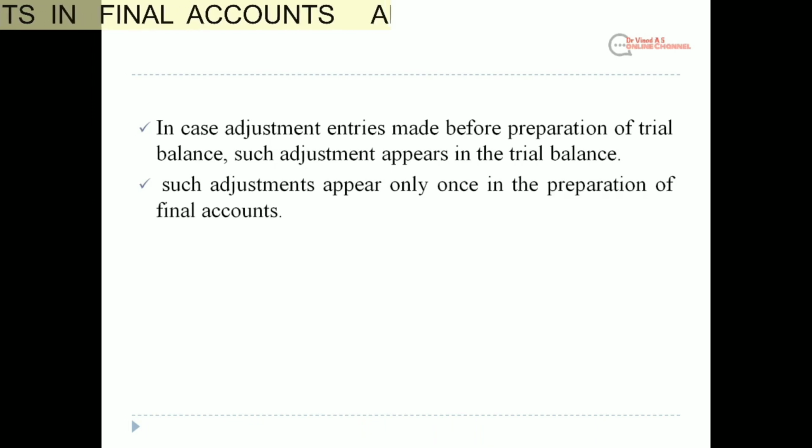If adjustment entries are made before preparation of the trial balance, such adjustments appear in the trial balance. Such adjustments appear only once in the preparation of final accounts. If the adjustment entries are there in the trial balance only, in such cases the adjustments appear only once, that is, either in the profit and loss account or the balance sheet.